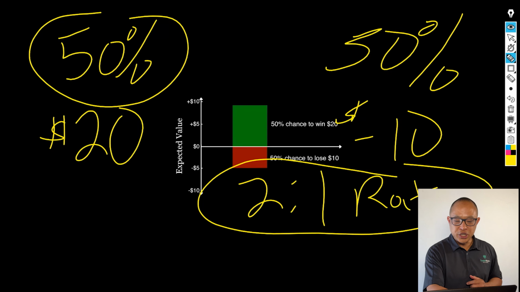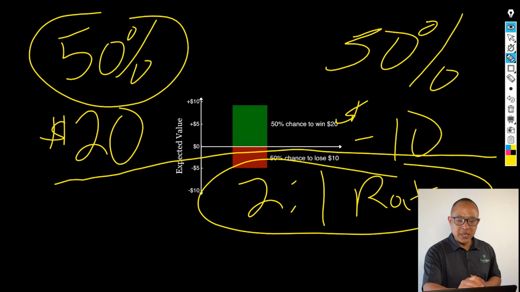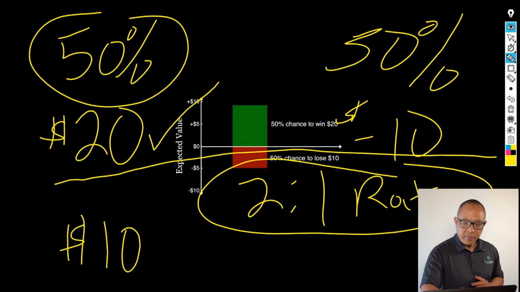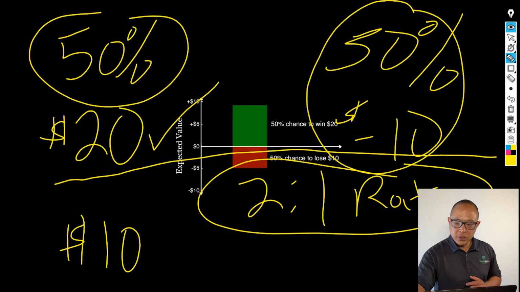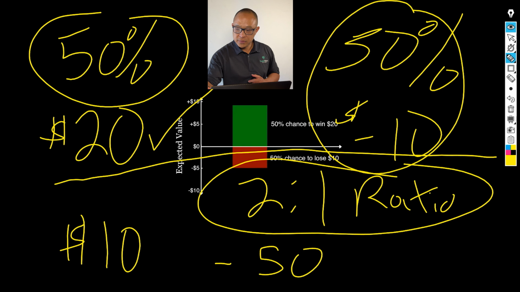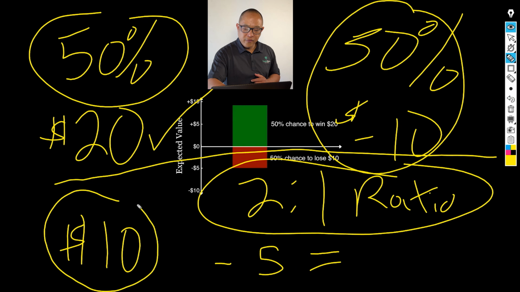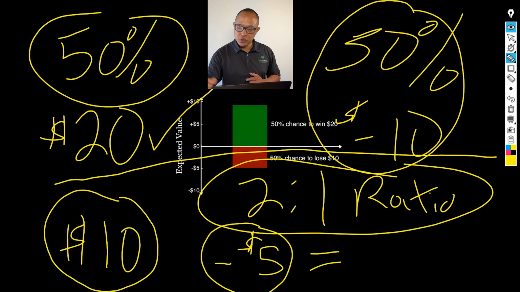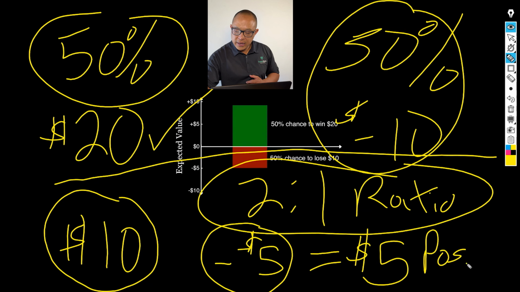Because look at the edge here. Look at what your edge is. 50% of the time, you're gonna make $20. That's $10, right? 50% of the time, you're gonna lose $10. That's only $5 you're gonna lose. So what does the math say? $10, the average of your winners, minus $5, which is the average of your losers, is a $5 positive expected value. This is the key.